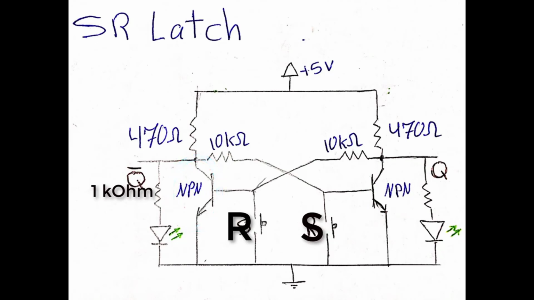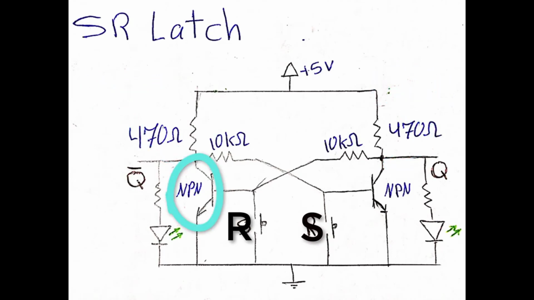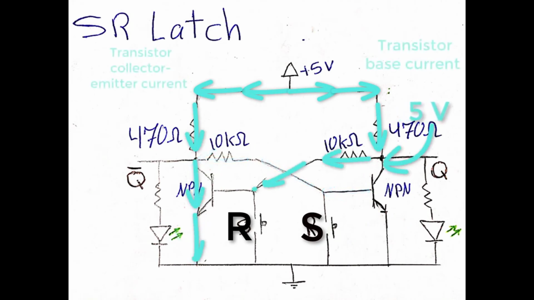In this case, the output Q will have logic 1, while the output Q complement will have just the opposite logic signal, which is logic 0. This happens because while this transistor is conducting, the terminal Q complement is shorted to ground. In the meanwhile, the other transistor will be driven to ground, so it will be turned off. That's why at the output Q, we will have around 5 volts, which will light up the parallel LED.